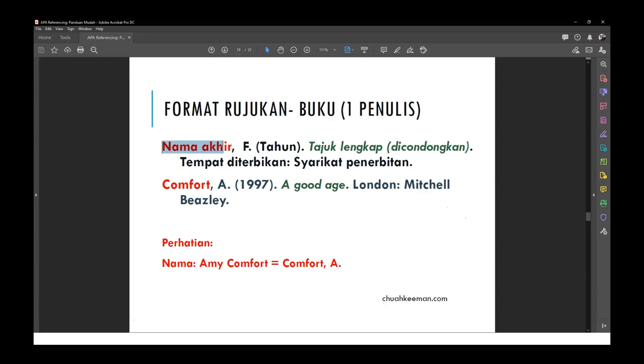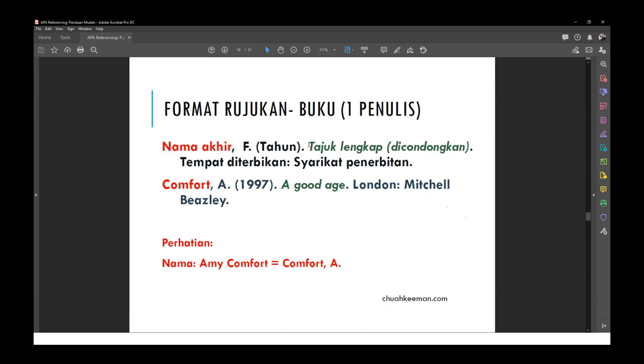Richard Nelson John, the last name is... no, Nelson John is the last name. But I'm not sure how it's positioned, so you have to refer to the journal. If they put Richard, comma, Nelson John, then Richard is the last name. But if they spell it out, Richard Nelson John, then Nelson John is the last name. All right, so you have to check back.